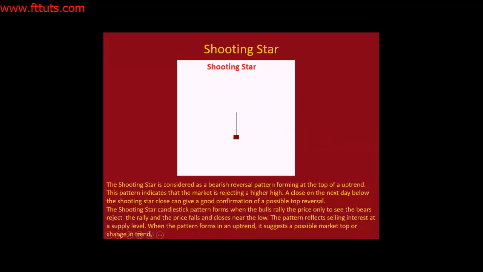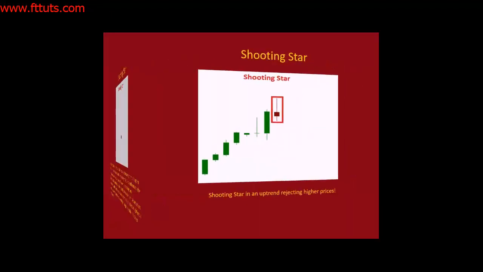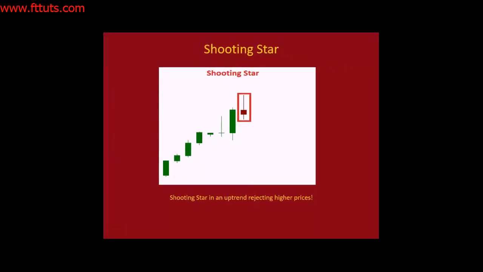The pattern reflects selling interest at a supply level. When the pattern forms in an uptrend, it suggests a possible market top or change in trend. Shooting star is an uptrend rejecting higher prices.